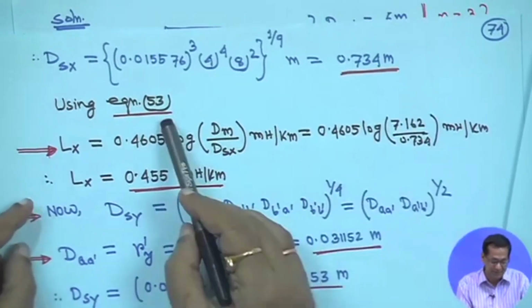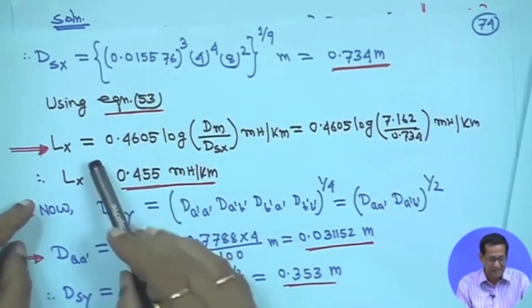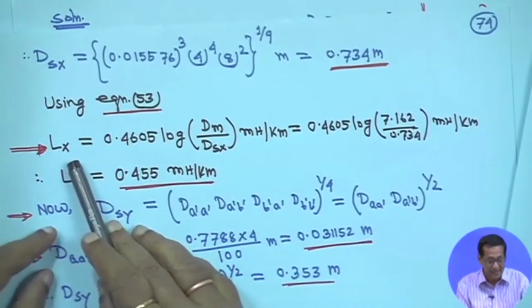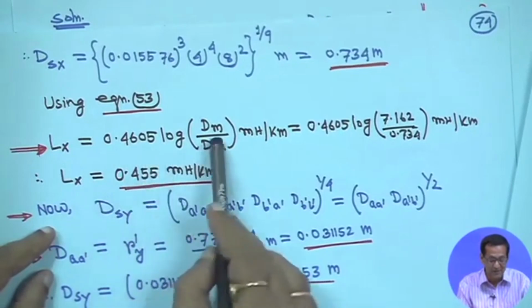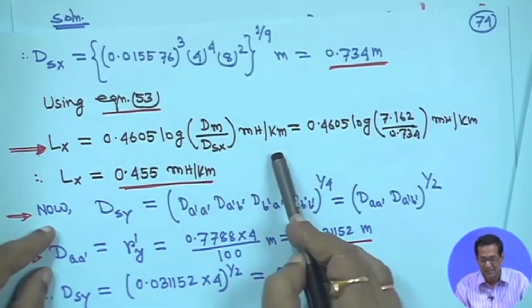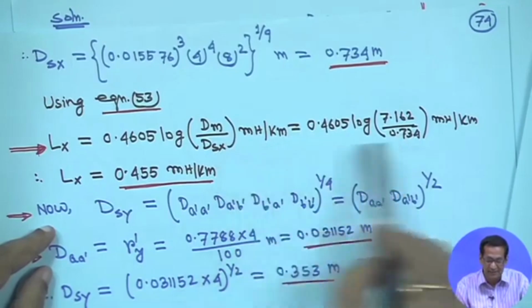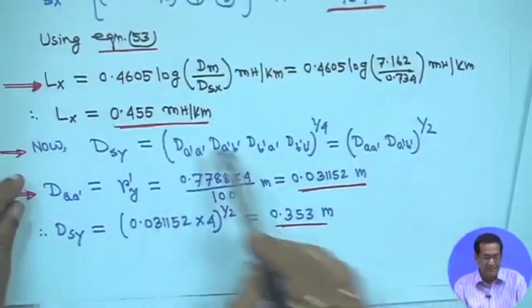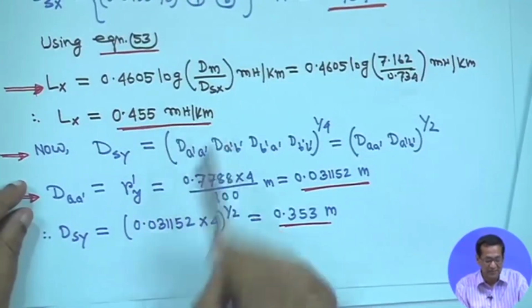Using equation 53, this is the expression for group X conductor: Lx is equal to 0.4605 log dm upon dsx millihenry per kilometer. You substitute dm and dsx, and you will get Lx equal to 0.45 millihenry per kilometer.